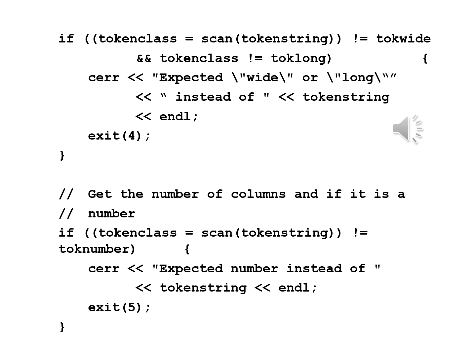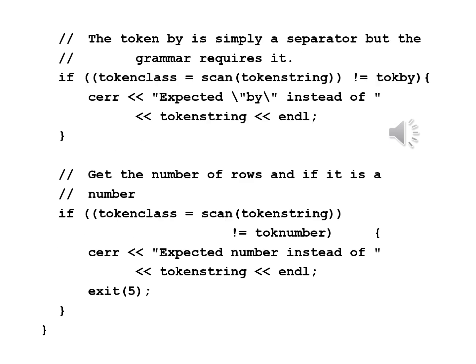After this, we're expecting to find wide or long, and if we do not find one of these 2 tokens, we print an error message to that effect, and then we exit with an error code of 4. If we actually did get wide or long, next we're looking to get the number of columns, and that means we're expecting to get the token number. If that's not in fact the case, we will print an error message that we expected number instead of whatever we found, and then we will return the error code 5 and terminate.